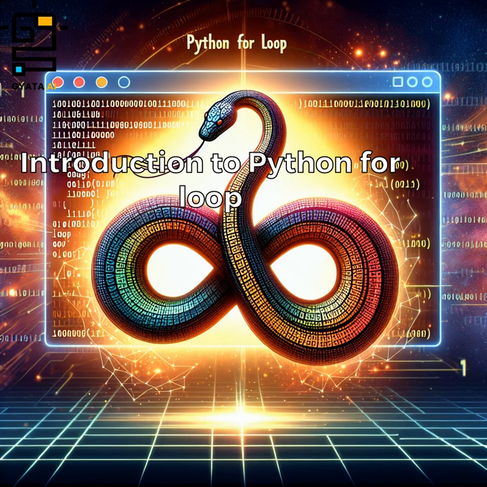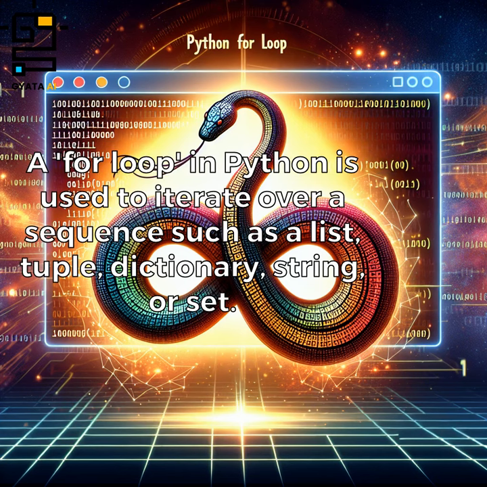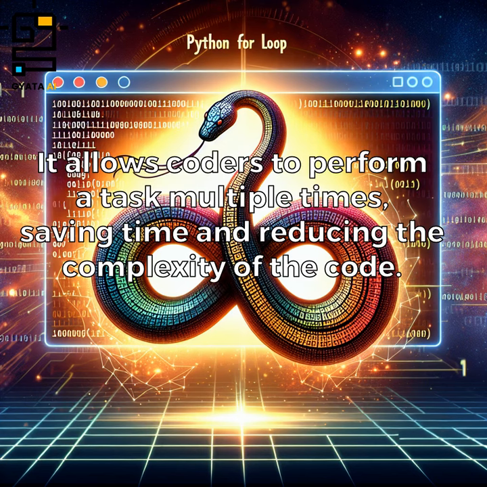Introduction to Python for loop. A for loop in Python is used to iterate over a sequence such as a list, tuple, dictionary, string, or set. It allows coders to perform a task multiple times, saving time and reducing the complexity of the code.